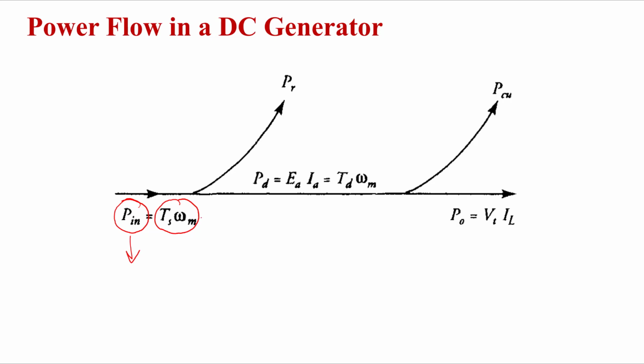Now as soon as we give this input power to the generator, there are certain losses. We always know that P input is equal to P out plus P losses. P losses means the losses incurred inside the generator. So what are the losses incurred in the generator?